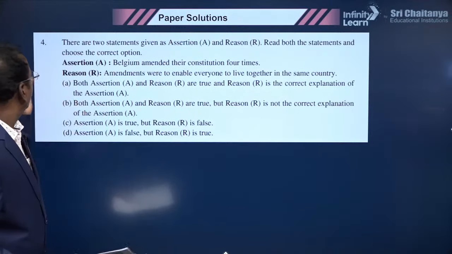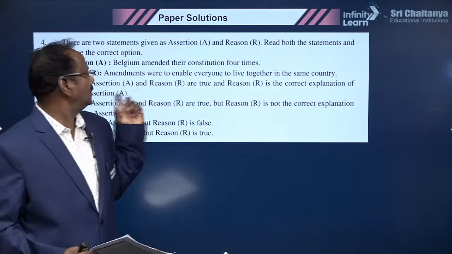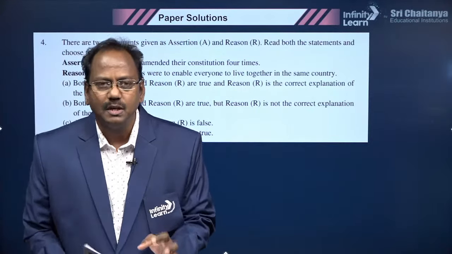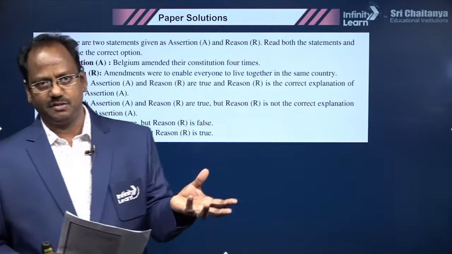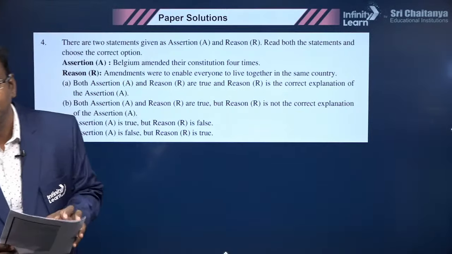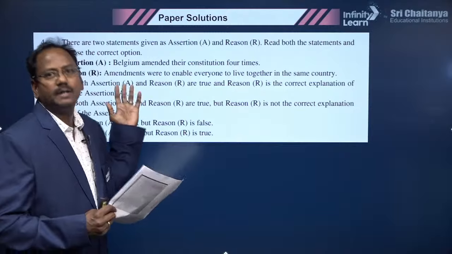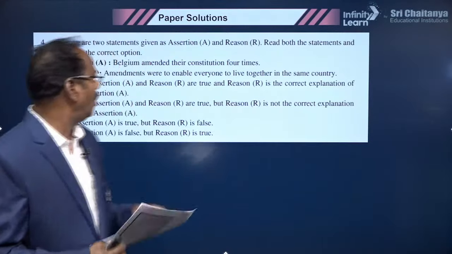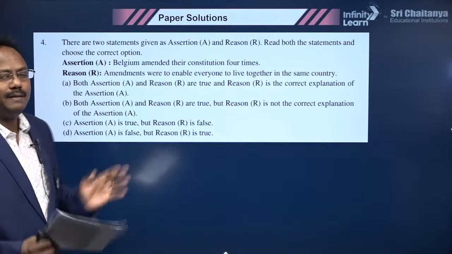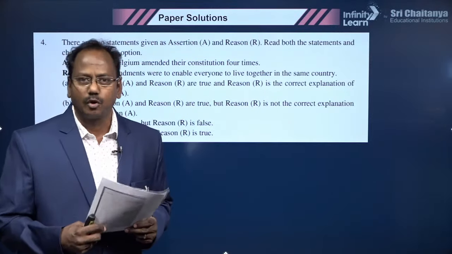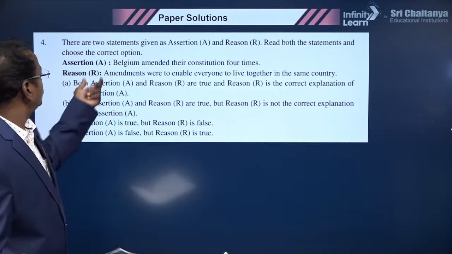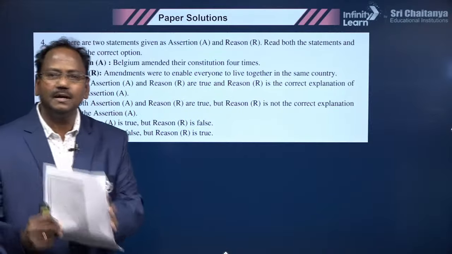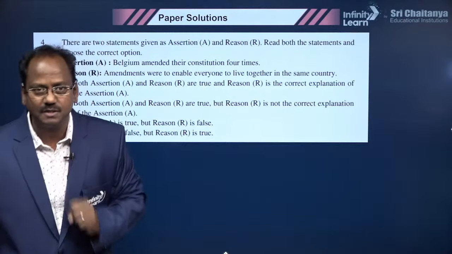And coming to the reason, these amendments were to enable everyone to live together, because there were different regions, including the capital city, Brussels, right? And there were people speaking Dutch, French and German. We know everything including percentages, and there was a conflict between these social groups. Then, to enable all these social groups to live together, the constitution was amended four times. There's a reason here.